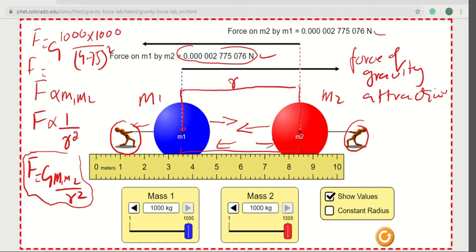And we know the unit of force is the newton. You can see it here, the newtons.